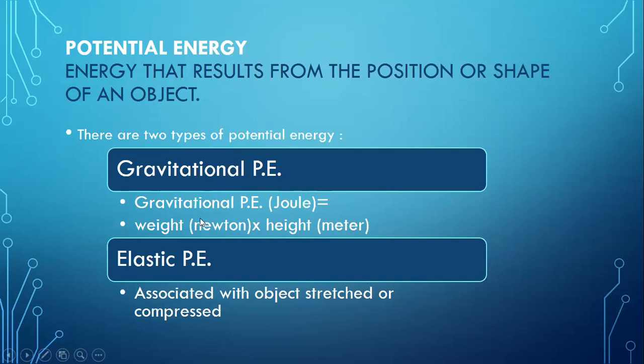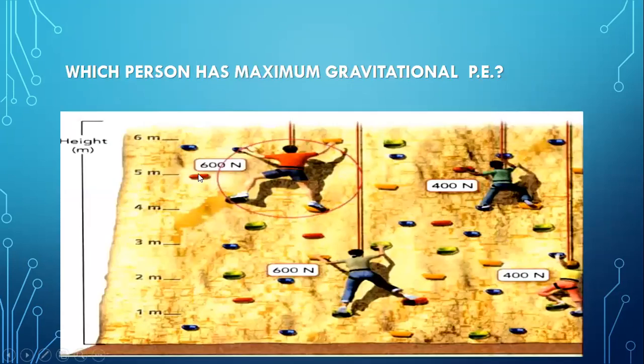If we get back to that slide again, this one has 600 weight, and this girl also has 600. But the difference between them is the height. One is at a height of 4 meters, and the other at 1 meter. So it will be 600 times 1, which is 600 joules, and here it will be 600 times 4, so it will be 2,400 joules. That's what gives it the maximum gravitational energy, because of weight and height.